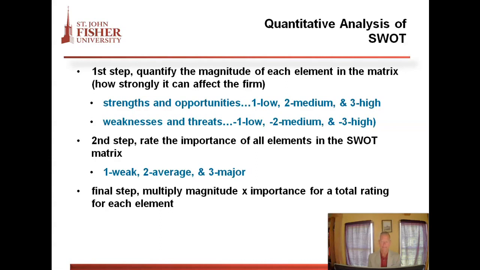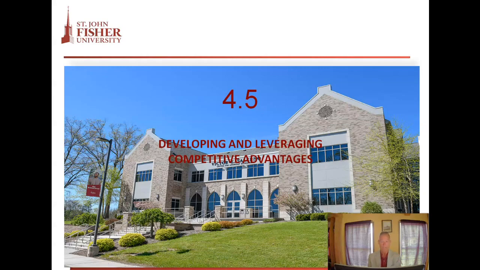And then the second step is to rate those in the importance: weak, average, or major. So if a strength is high, but it's only an average strength, it's not really going to help you with your market positioning, then that would be a 2. And then finally, you cross multiply magnitude times importance, and then you can really get a quantitative SWOT analysis to make better strategic focus and competitive advantage decisions.